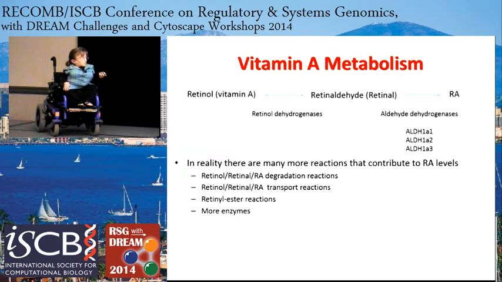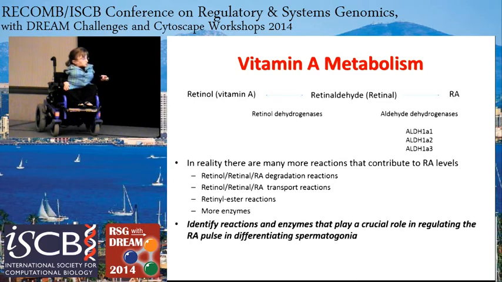In reality, there are a lot more reactions in this pathway that can contribute to RA levels and that RA pulse, including retinol aldehyde and RA degradation, transport reactions, and retinol esterification and deesterification reactions. And then there are a lot more enzymes that catalyze all these reactions that could be playing a significant role. And so the goal of this project was to identify reactions and enzymes that are in fact playing a crucial role in those spermatogonia cells for regulating that RA pulse.